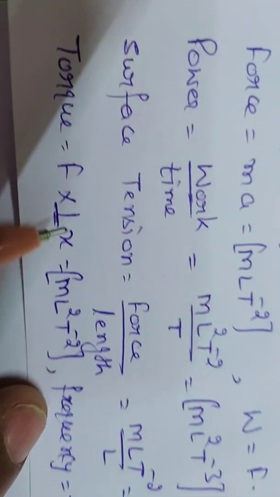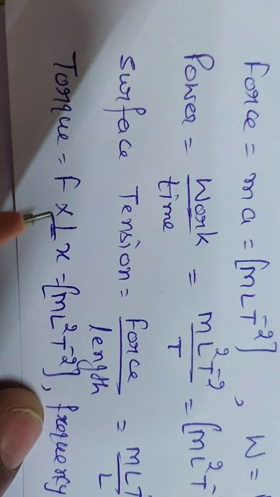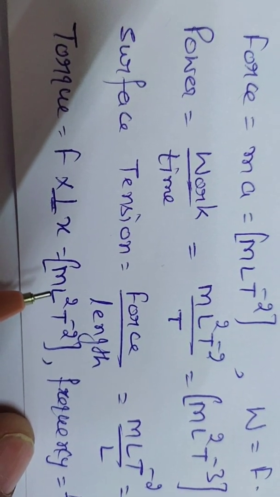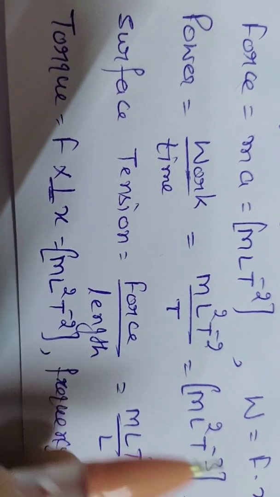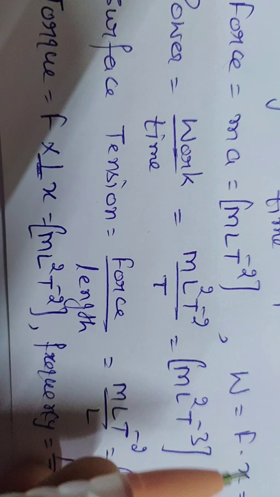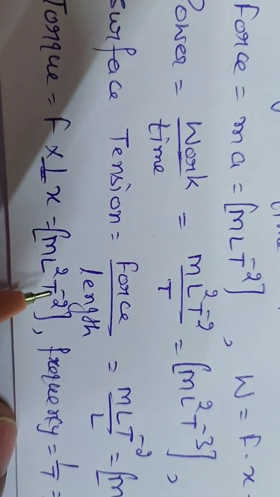Torque also has the same dimensional formula, F multiplied by the perpendicular distance, and that is the same as that of work. But these two quantities are different, their SI units are different. Work has units of joule and torque has units of Newton meter.